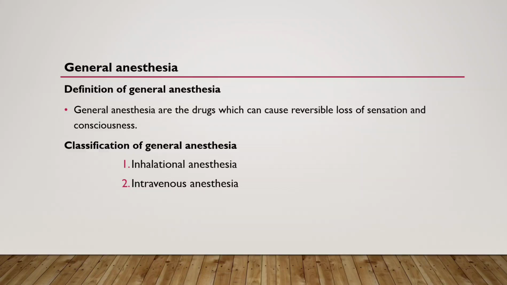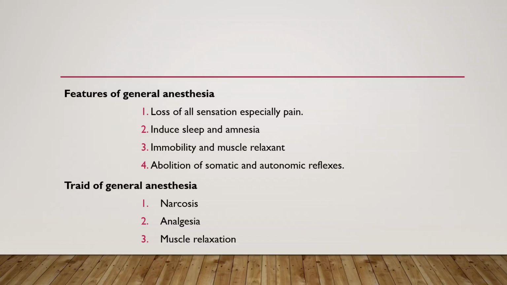General anesthetics are the drugs which can cause reversible loss of sensation and consciousness. Classification of general anesthesia: general anesthesia is classified into two types. The first one is by the use of inhalational agents and the second one is by the use of intravenous drugs. Next, we are going to discuss the features of general anesthesia.